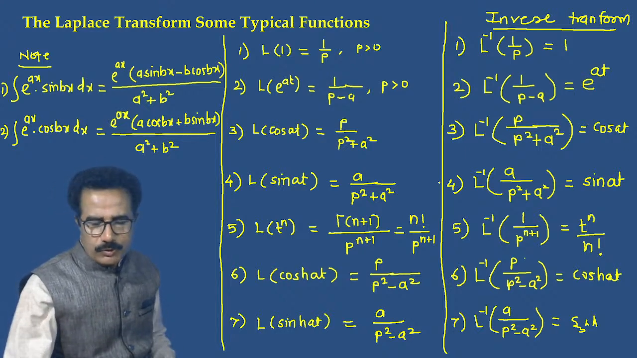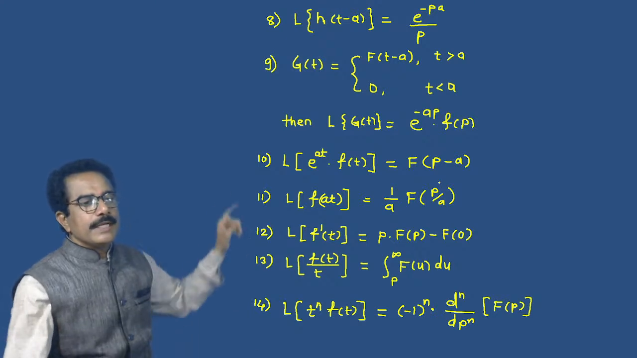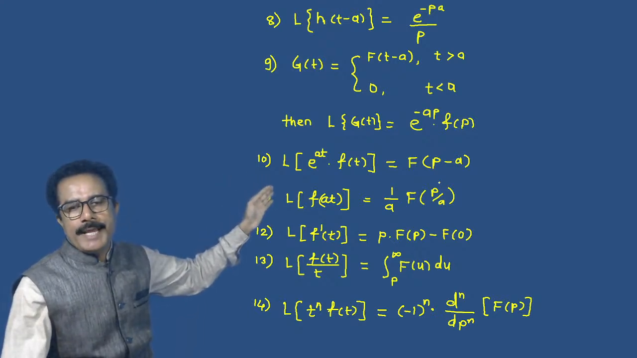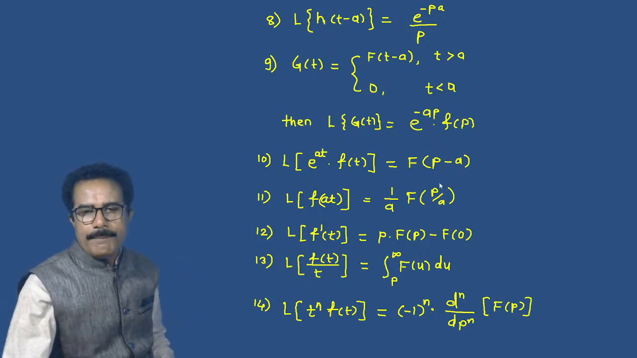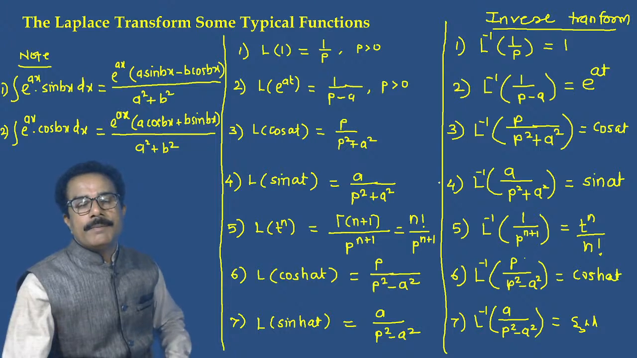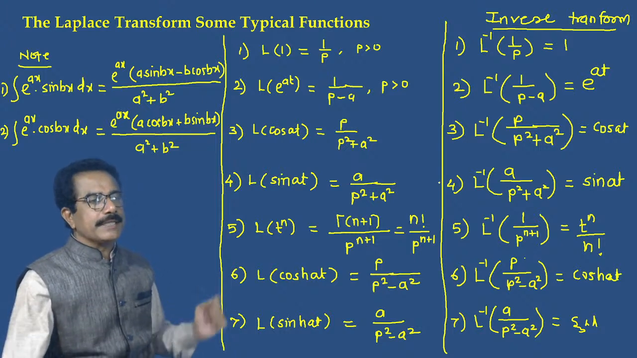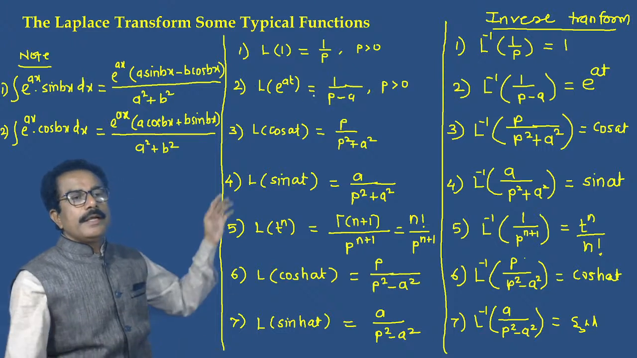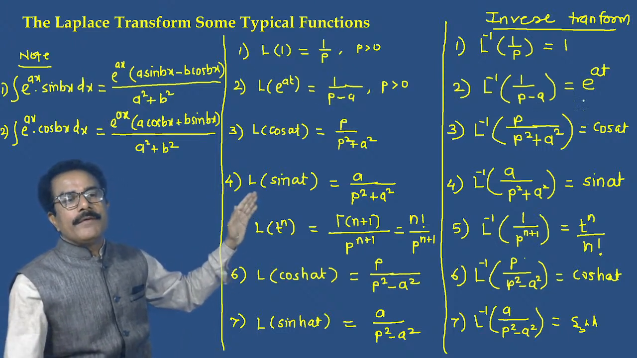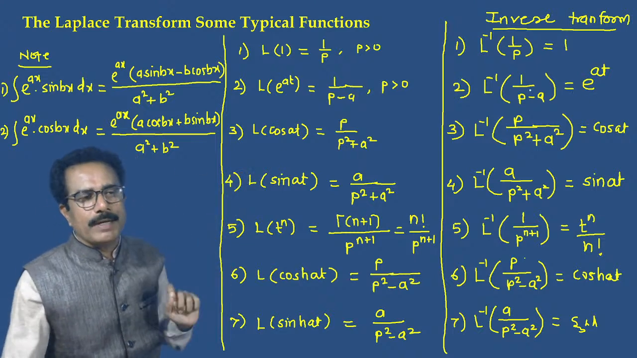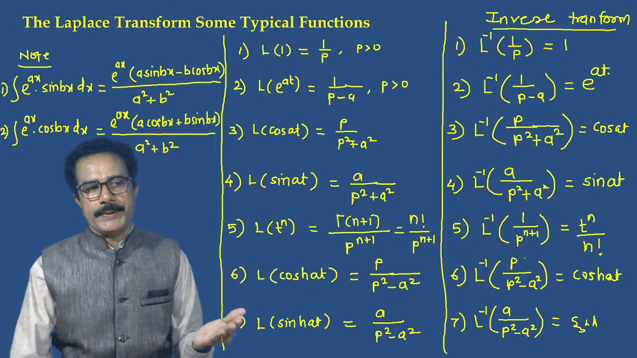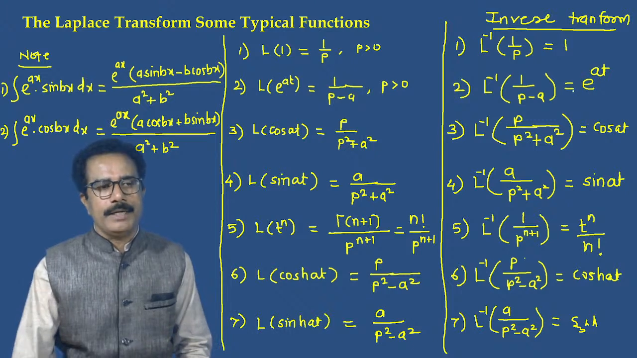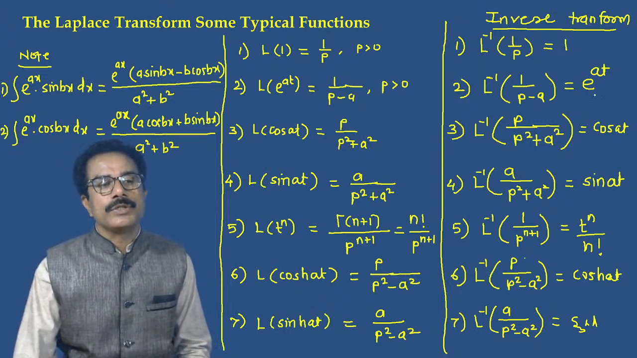Which formula do we have to use here? Actually we have to use the formula with 1 upon p plus a. So 1 upon p plus 3 by 2. Actually it is the shifting theorem here. 1 upon p minus a, for which we use the second formula: L inverse of 1 upon p minus a is equal to e raised to at. But we need only p.